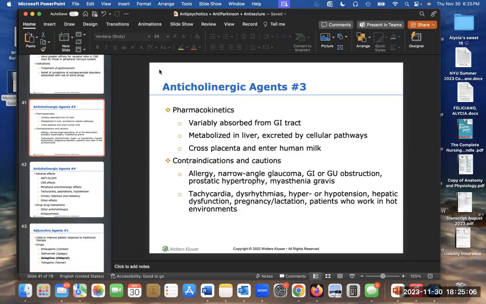So, anticholinergics, right? Once again, metabolized in the liver, excreted in the urine, crosses the placenta, contraindications, pregnancy, whatnot, right? Tachycardia, dysrhythmias, because it increases sympathetic-like stimulation. Hyper or hypotension, which could also be called labile, meaning changing blood pressure. Hepatic dysfunction or liver dysfunction and things like that. Also myasthenia gravis, because we need cholinergic drugs to treat myasthenia gravis, which is a problem with the muscles, and it causes weakness, but it's more of an immune problem. So we're not going to give anticholinergics to someone who needs a cholinergic-like drug.